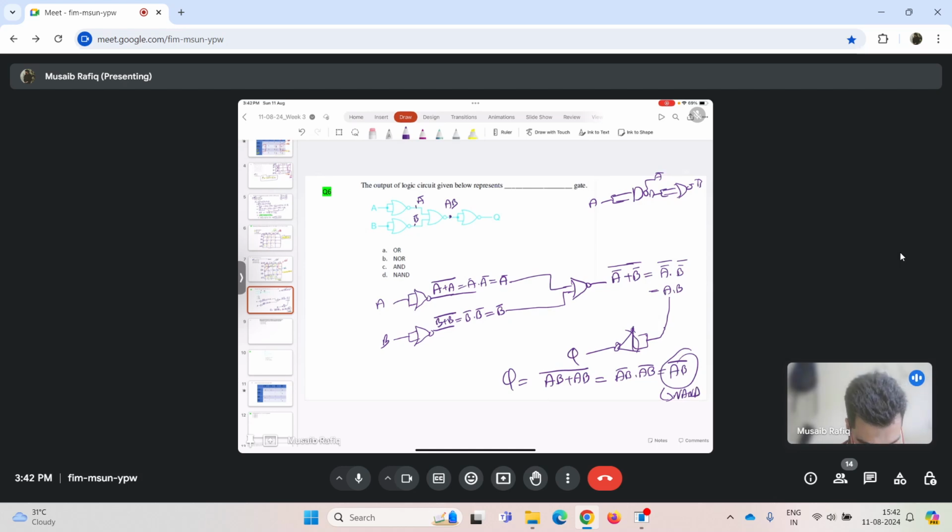You could have easily written it here. So AB, what it does is it's basically an inverter. So AB and this will be AB complement. That is option D, NAND gate.